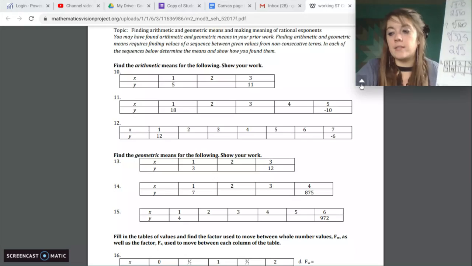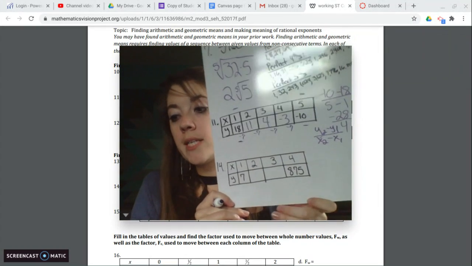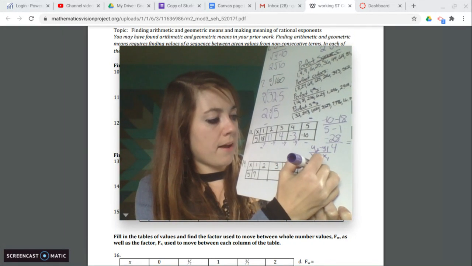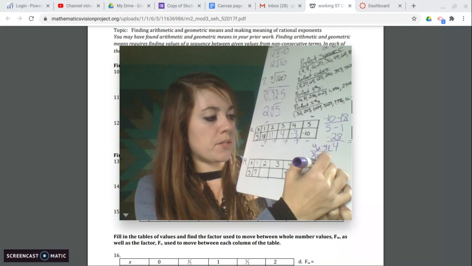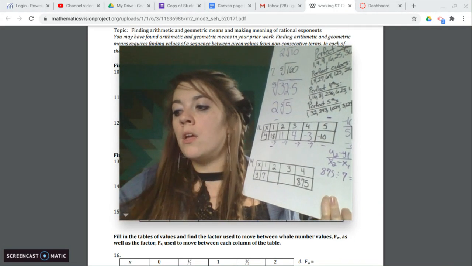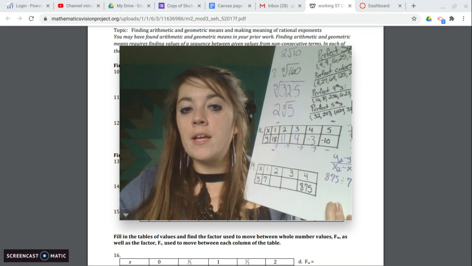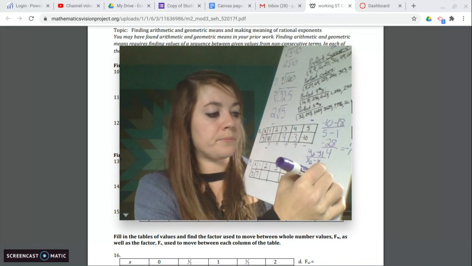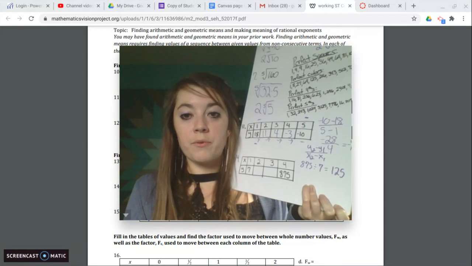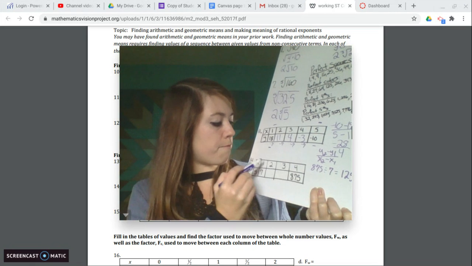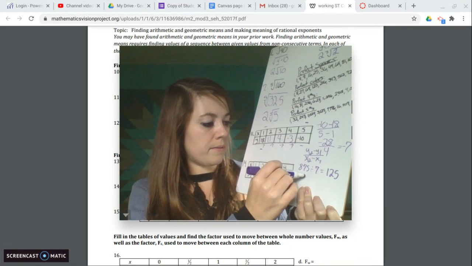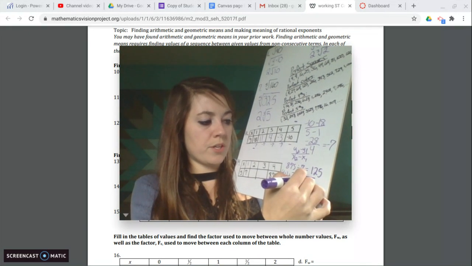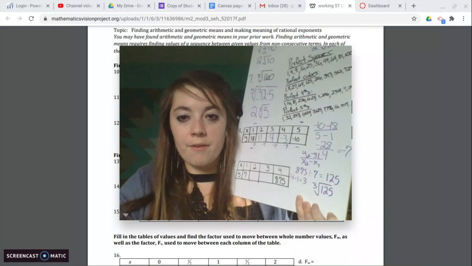So these are a little different. So we're doing 14 together. So we take and start with our last number, so 875, and we divide it by our first number. So we're going to divide it by 7. 875 divided by 7 is going to give us 125. So we have 125. Now we look, we have 4 and 1. So 4 minus 1 is going to give us 3. So that means we're taking the third root of 125.